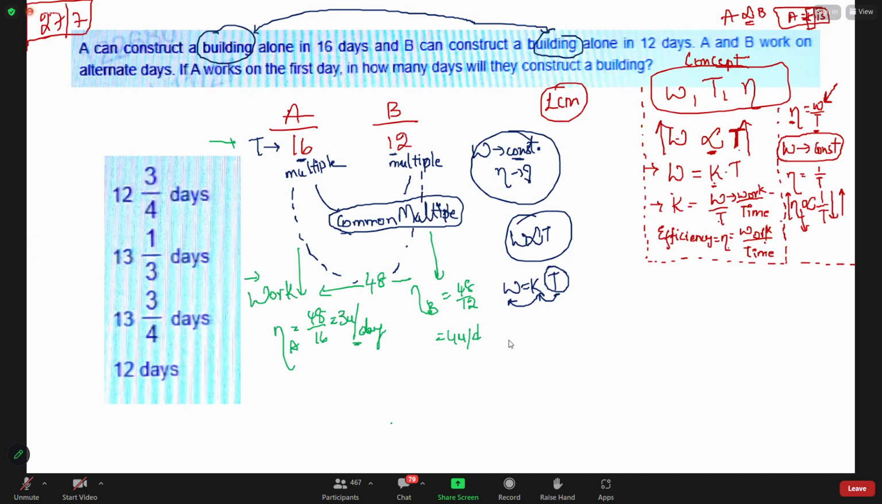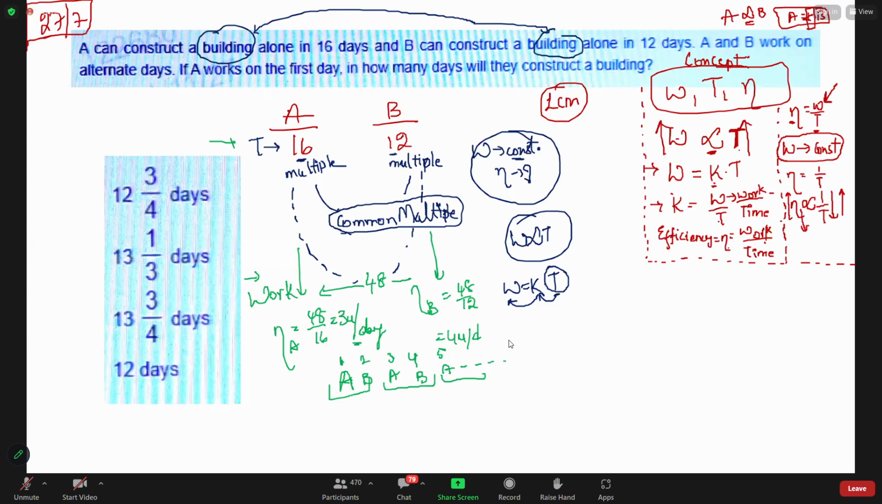Now what do we have? What we want is that A and B are working on alternate days. If A starts to work on the first day, in how many days will they construct the building? So starting with A, on the first day A works. On the second day, B. On the third day, A comes again. On the fourth day, B comes. Fifth day, A. So on and so forth. So if you see, after every 2 days, they're repeating their work.